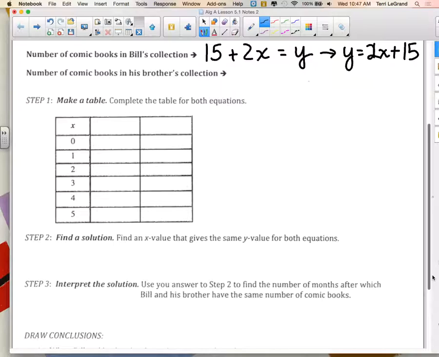Okay, who's willing to share their equation? Joss? Y equals 4x plus 7. How many of you have the same equation Joss has? That would be a good equation.